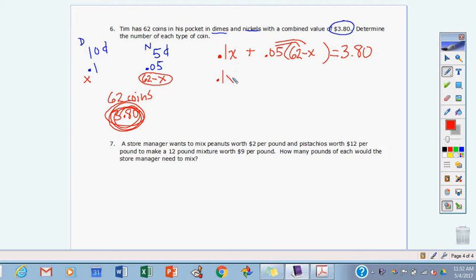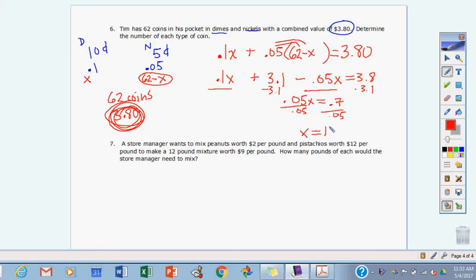So I got 0.1x, and I'm going to distribute the 0.05 through. I'll get a 3.1 when I do that, minus 0.05x, and that equals 3.8. Combine like terms, and we get positive 0.05x equals, whoops, I'm doing 2 things at once. That's okay, we can handle it. Minus 3.1 from both sides. And that's going to be 0.7. Then when I divide by 0.05 on both sides, I'm hoping this number is going to come out nice and neat, and it does. It comes out to 14 when you do that division.